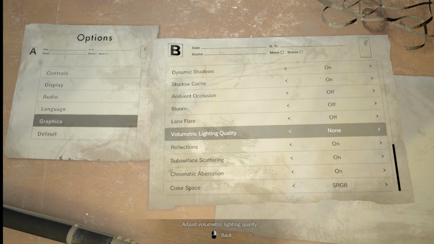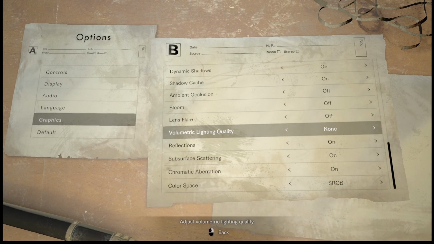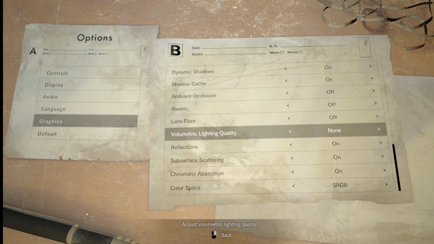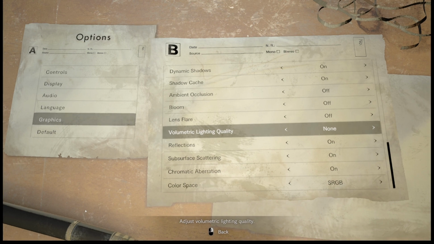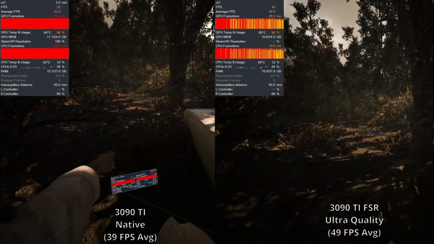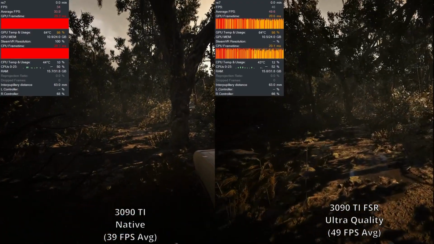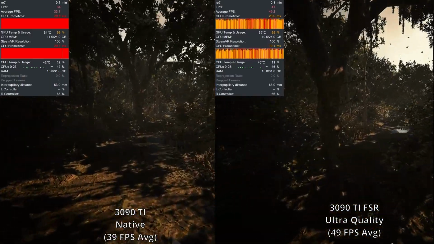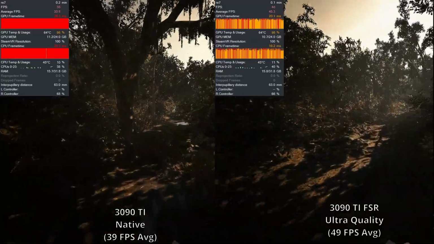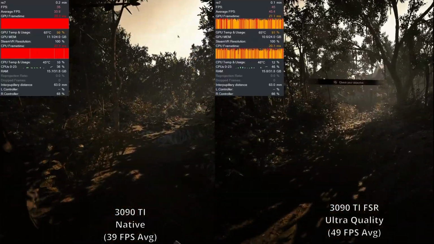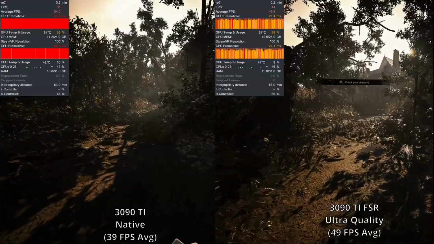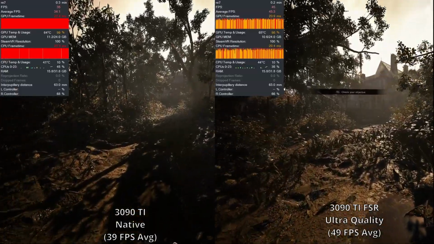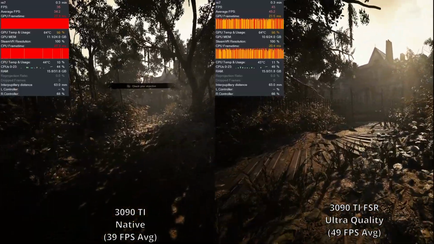So I had to settle for RE7. Thanks, Capcom. RE7 was tested on the DirectX 12 version with all max settings, except for shadows being set to medium, and the settings you must disable for the mod to function. Right away, we can see the 3090 Ti does not stand a damn chance at native resolution. It is struggling to break even 35 FPS in the starting area. Even with the built-in FSR on ultra quality setting, we're only hovering around 45 FPS.